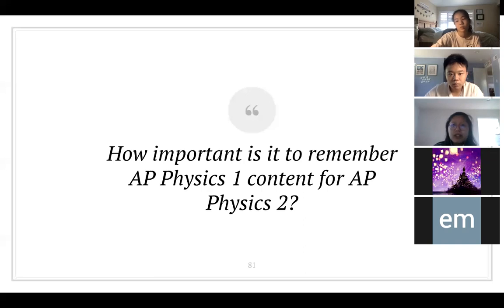I believe the AP Physics 2 official equation sheet that you get for the exam will also have some equations from AP Physics 1, but I think they're pretty simple. You don't have to hardcore review everything in AP Physics 1 right before you take AP Physics 2 in order to pass.